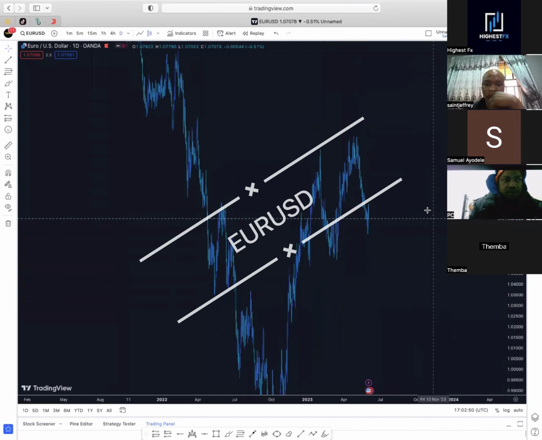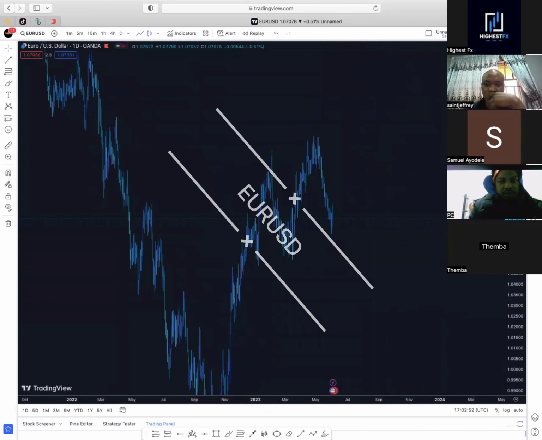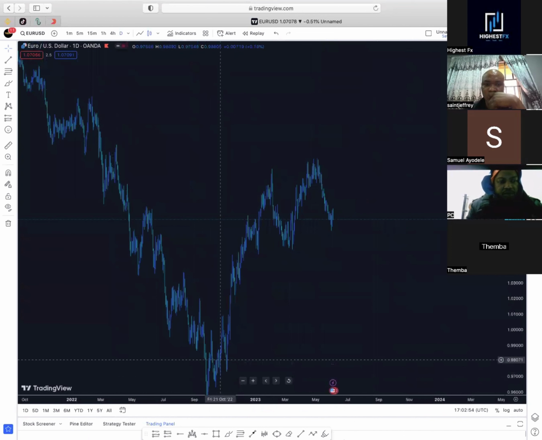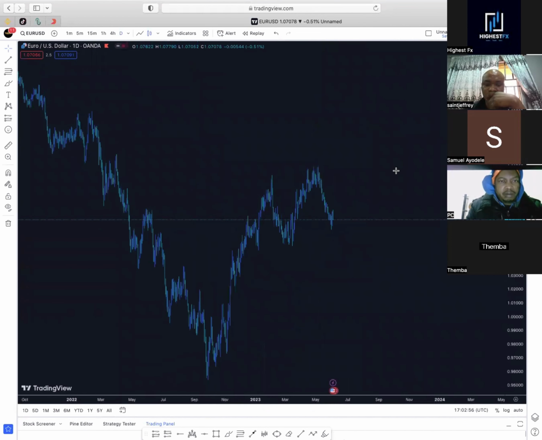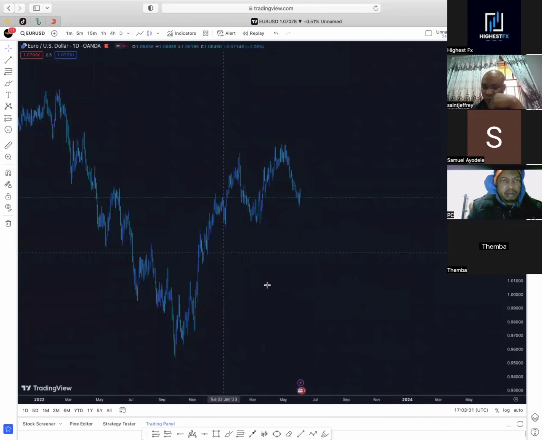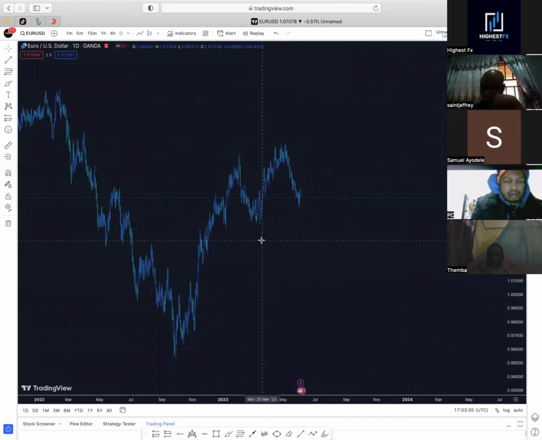So this is Euro USD, and we are going to start from the daily because we want to analyze what the whole direction will be next week. So this is the daily time frame. And always when you come on the chart, it is always the same thing. We repeat the same process because we like to keep it simple.